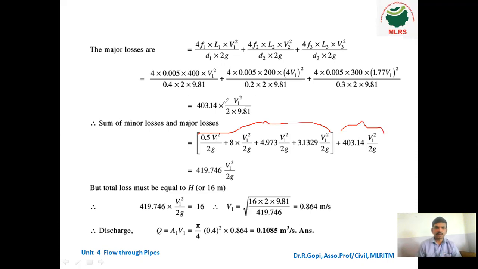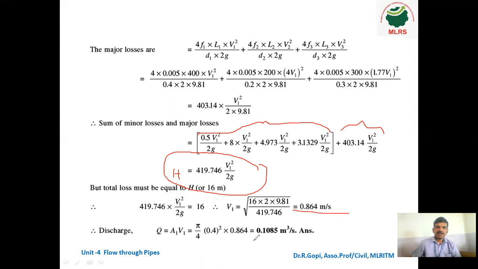Otherwise, you can write in the formula. So finally, summation of major losses and minor losses, H is equal to this value. So H is 16 meters, substitute the value and find out velocity. Once you find out the velocity, discharge Q is equal to A1 V1, which is equal to pi by 4 into 0.4 square into 0.864. 0.864 is the velocity V1.